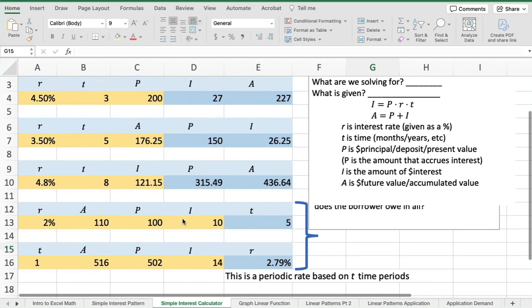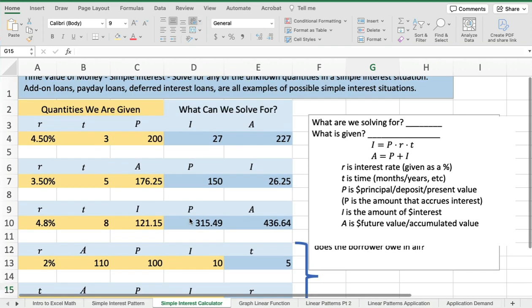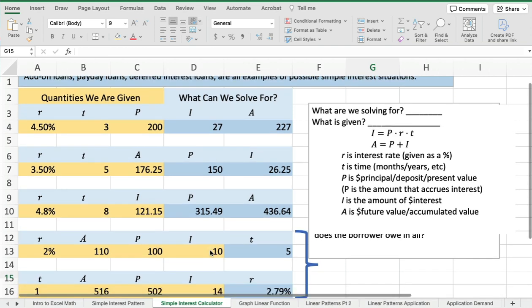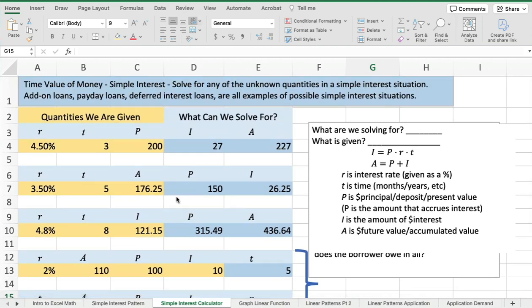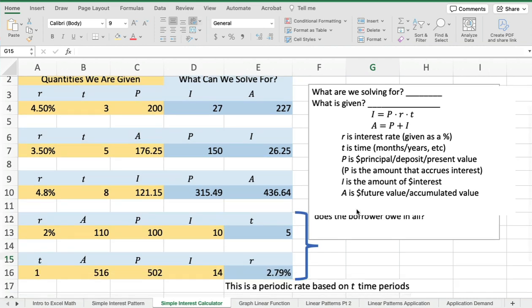So you can actually see that there's going to be lots of different combinations of information that we are given. Like in the yellow on the left, the A, B, and C columns, that's going to be the information that we are given in the problem. And then in columns D and E, those are the things that we can then solve for, okay? So given those different scenarios, you need to use different formulas. So that's why we need to have a separate calculator for each of those things.